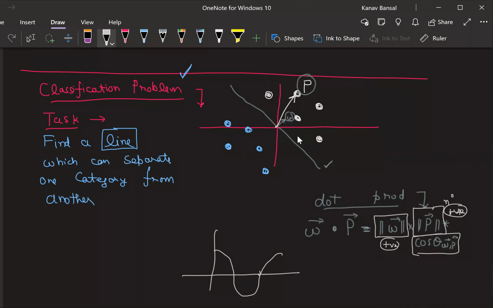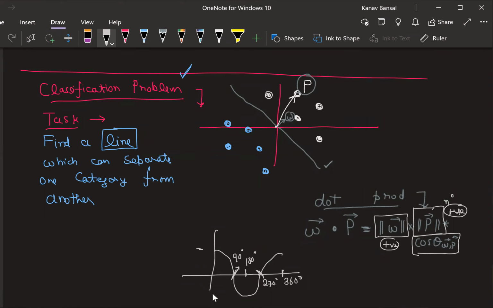So what is this part? This is nothing but 90 degree, right? This is nothing but 180 degree. This is nothing but 270 degree. And this is nothing but 360 degree. Everyone agrees to this? Everyone knows this, right? These are the values, right?